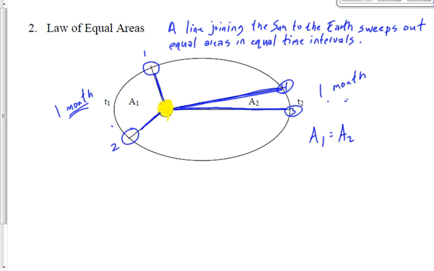That has at least one really big implication. You can see here that if this time interval is the same, 1 month, as this time interval, clearly it travels more distance here in order to have the same area. What does that mean about the speed of the Earth? What kind of implication does that have for the speed of the Earth? Joseph? It speeds up and slows down.